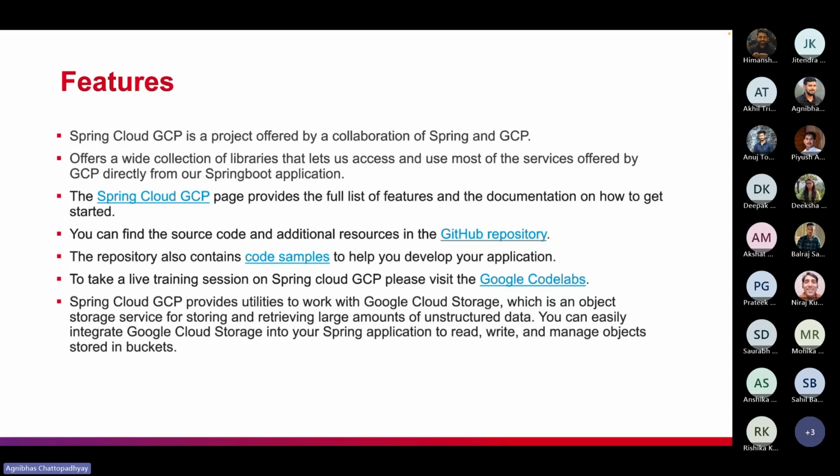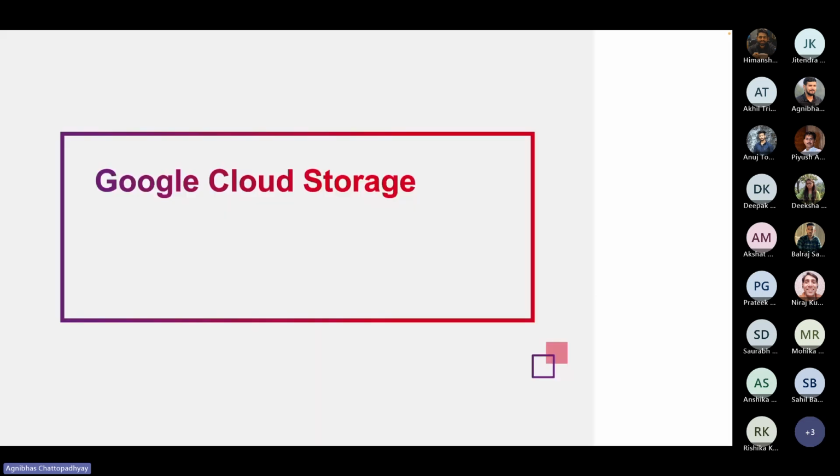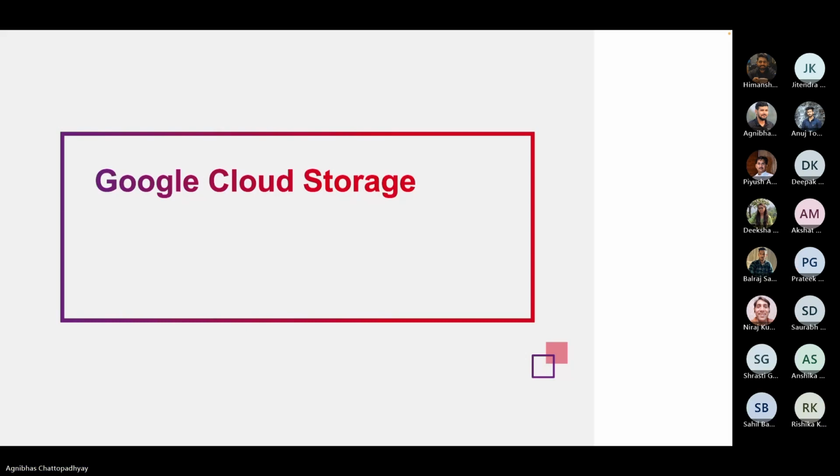First, to understand it further, we would need to understand what unstructured data is. So Google Cloud Storage is an object storage service that basically stores unstructured data. So firstly, let's see what unstructured data is. Before that, would anybody like to contribute, like what is unstructured data?